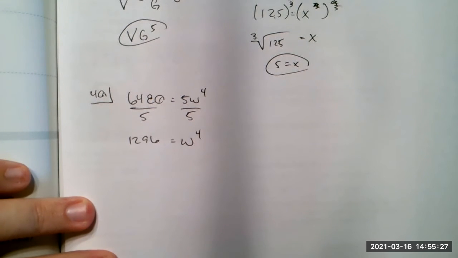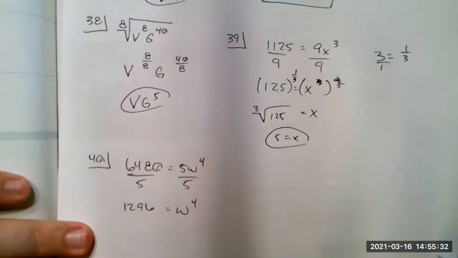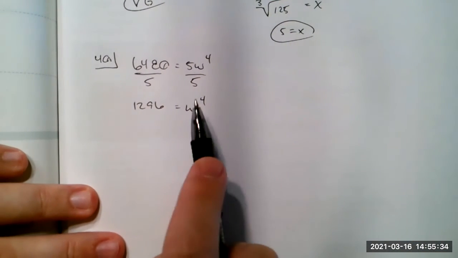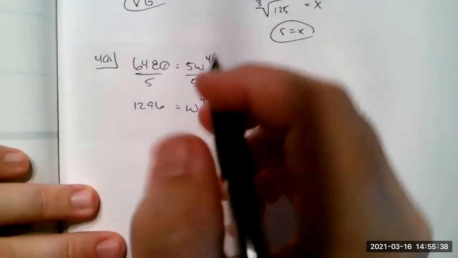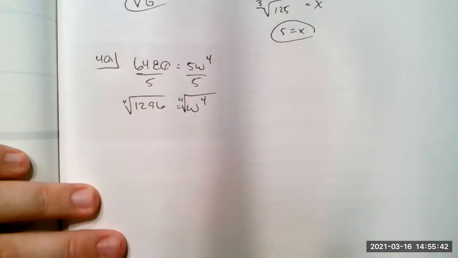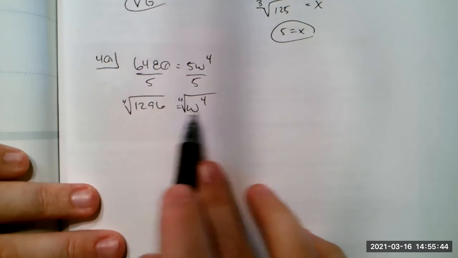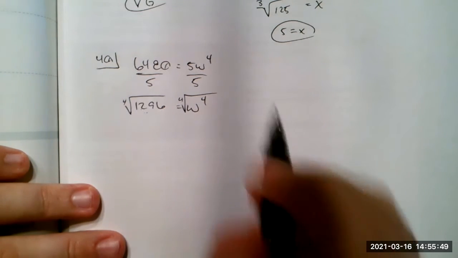Again, like we talked about up here, you can raise both sides of that equation to the reciprocal of that exponent. So I would raise both sides to the 1/4. But in this case, I'm just going to go about it a little bit differently. I'm just going to take the 4th root of each side. Remember, raising both sides to the 1/4 and taking the 4th root of both sides is the exact same thing.